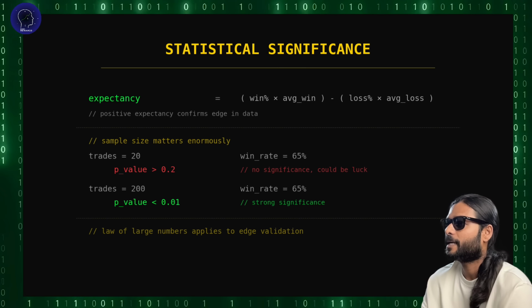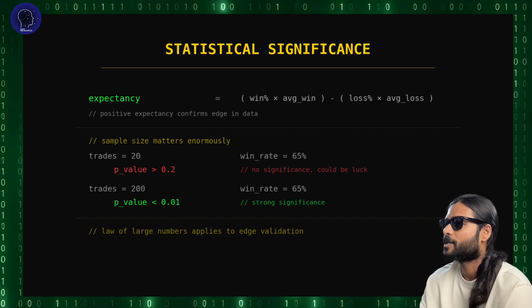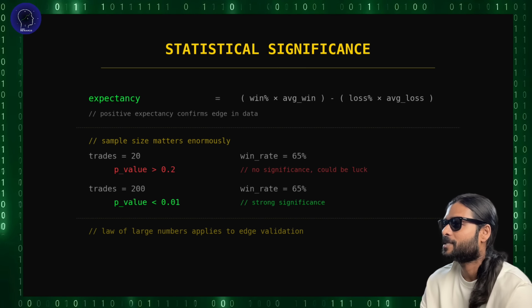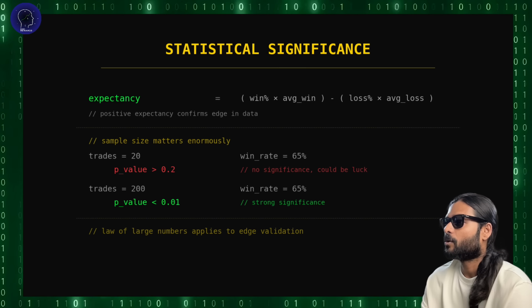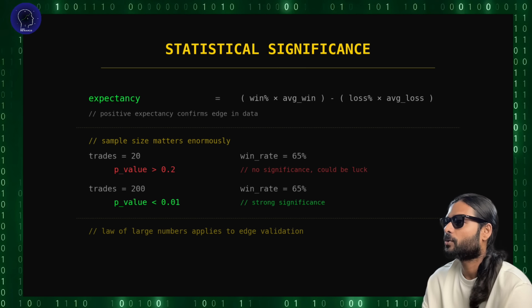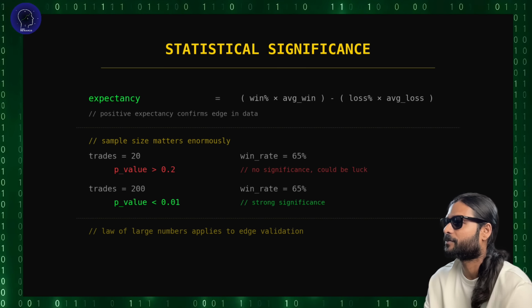Expectancy provides another lens: win percentage times average win minus loss percentage times average loss. Positive expectancy confirms that edge exists in the data. But sample size matters enormously. 20 trades showing a 65% win rate carries no statistical significance.